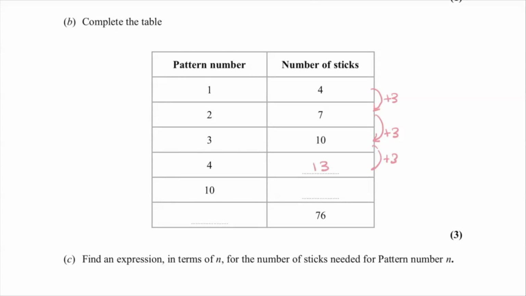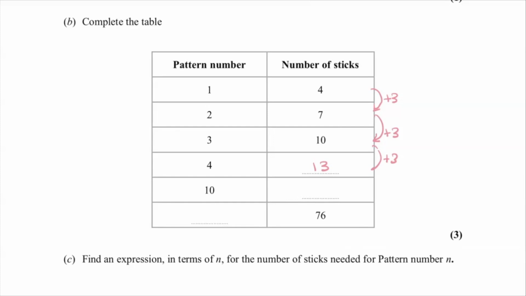But then I hit a bit more of a problem. This isn't pattern number 5, it's pattern number 10. Now, it's not going to be much of an effort to just keep adding the 3 until I get to the 10th number, or I can use a formula that will help me. Now, part C is asking for an expression in terms of n for the total number of sticks needed. The way that you do this is you look at what it's going up in, which we've done here.